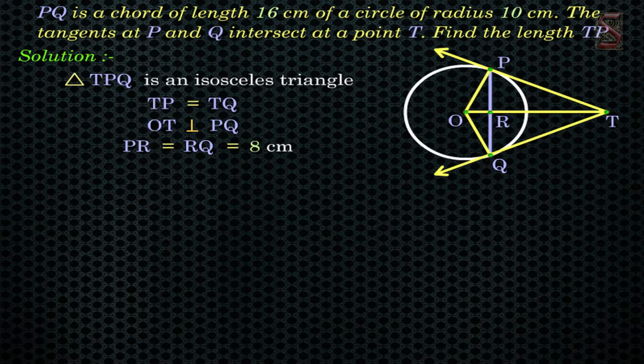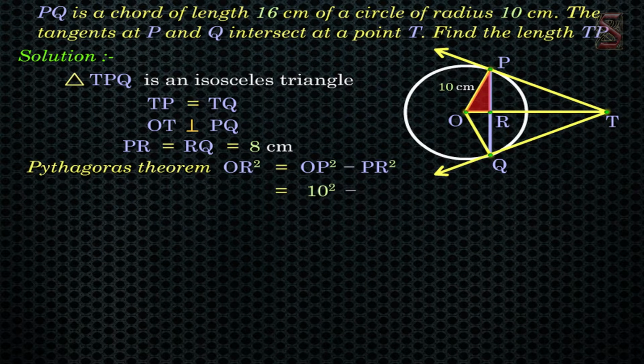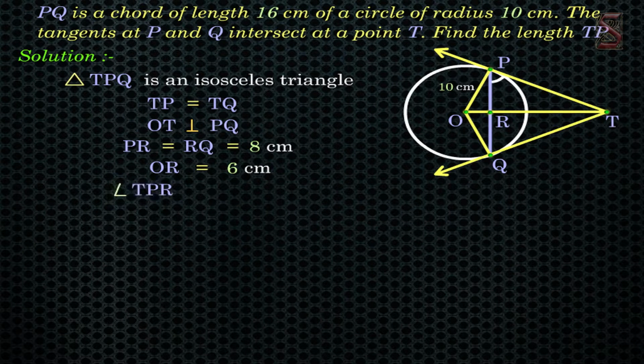From the right angle triangle ORP, using Pythagoras theorem, we get OR square equals OP square minus PR square, equals 10 square minus 8 square, equals 100 minus 64, equals 36. So, OR is equal to square root of 36, equals 6 centimeters. Now, we have angle TPR plus angle RPO equal to 90 degrees, as the tangent drawn at a point on the circle is perpendicular to the radius at that point.